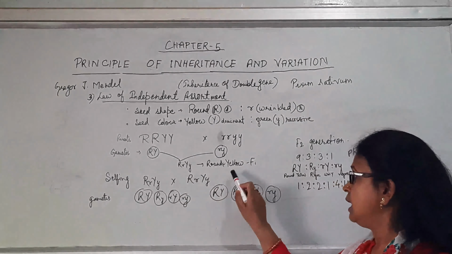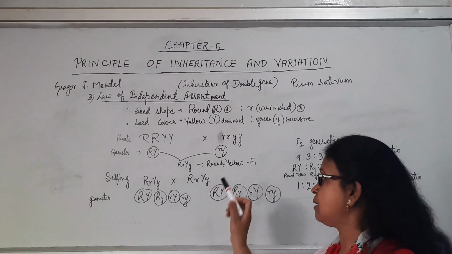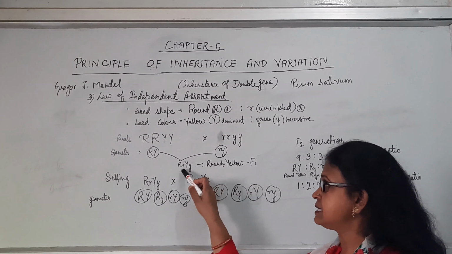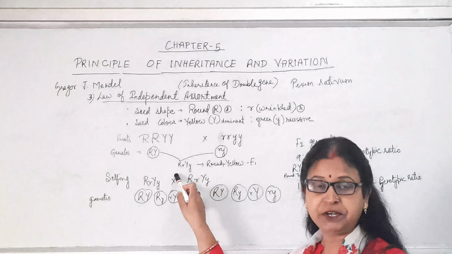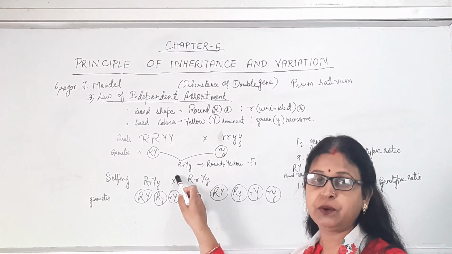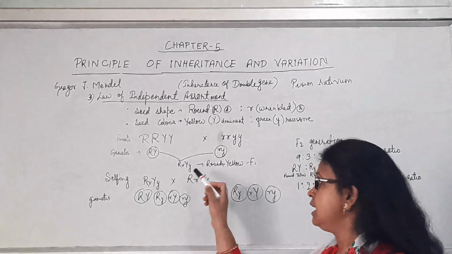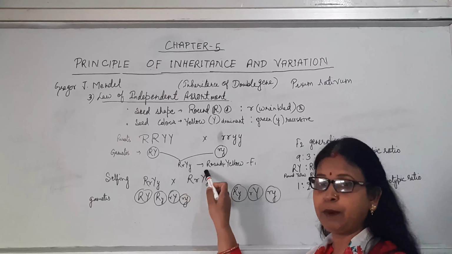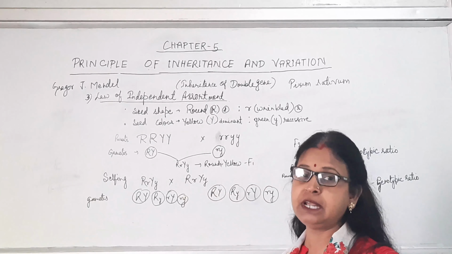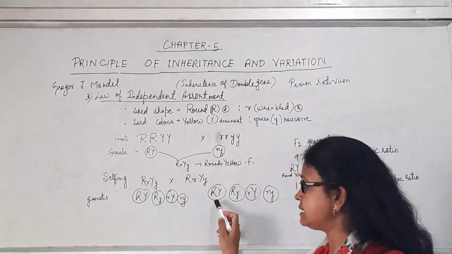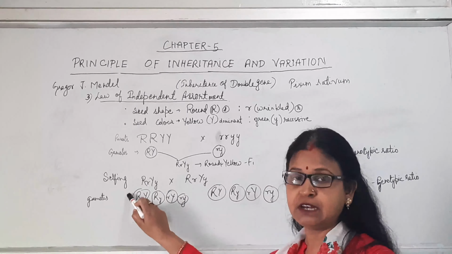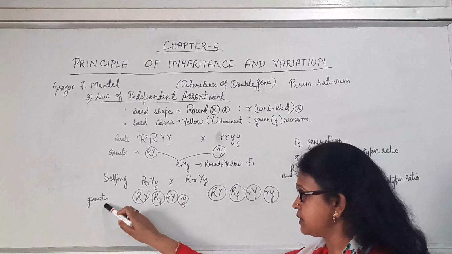Although in appearance, or phenotype, it was round and yellow, you can see here that it is a heterozygous condition. It is not a pure line or homozygous condition. Now these two plants of the first filial generation are allowed to produce the second generation by the process of selfing, and they produce the gametes.